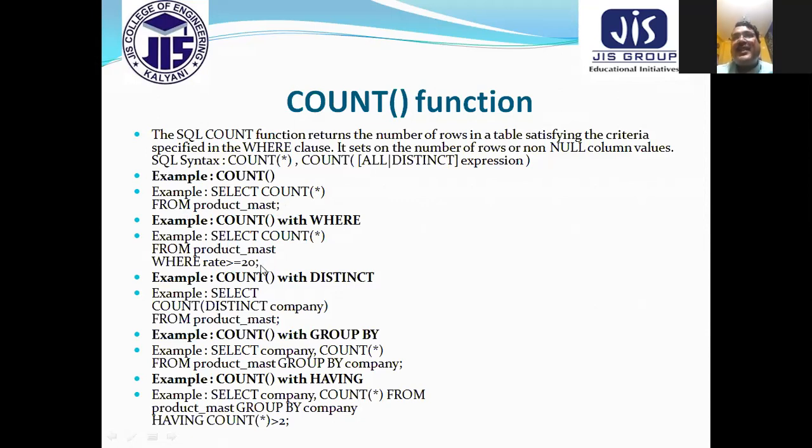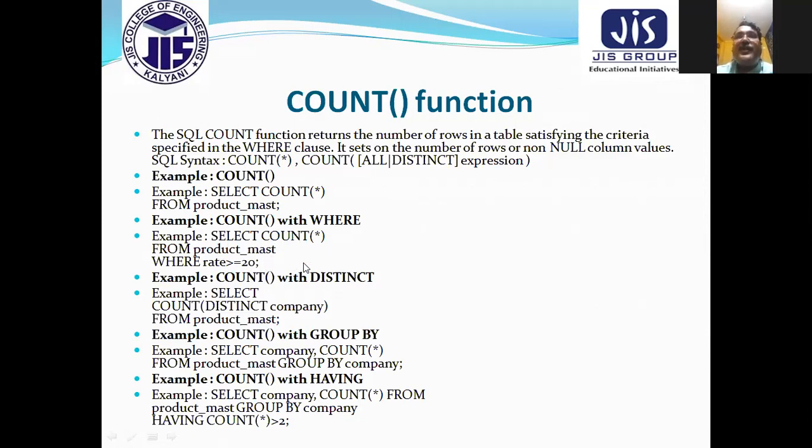If you want to specify something like count with where, the example is: select count star from product master where rate is greater than or equal to 20. Suppose in the product master table there is also a field like rate, where 30, 40, 50, 60 are there. So here it is specifying that I have to select those rows whose rate is greater than 20. It may be possible that out of 100 rows, 30 rows belong to where rate is greater than 20.